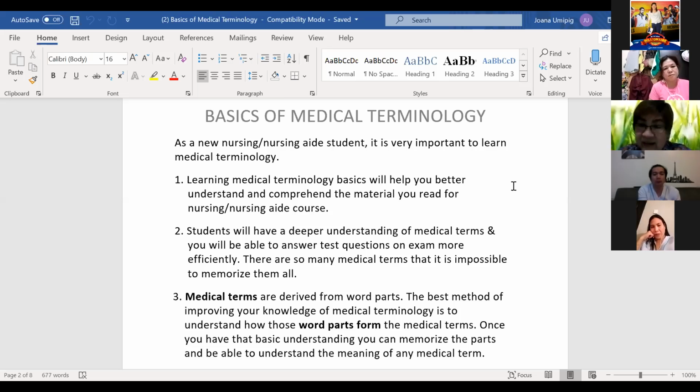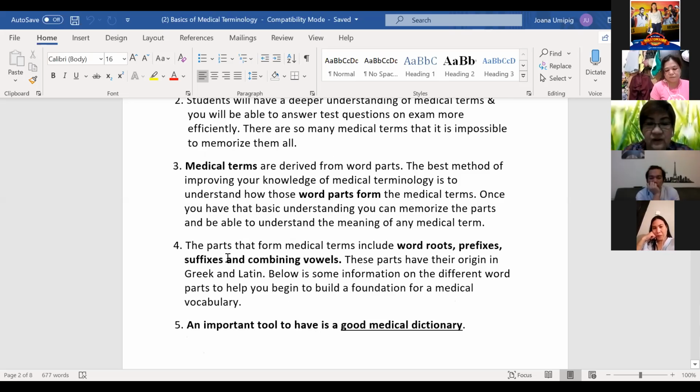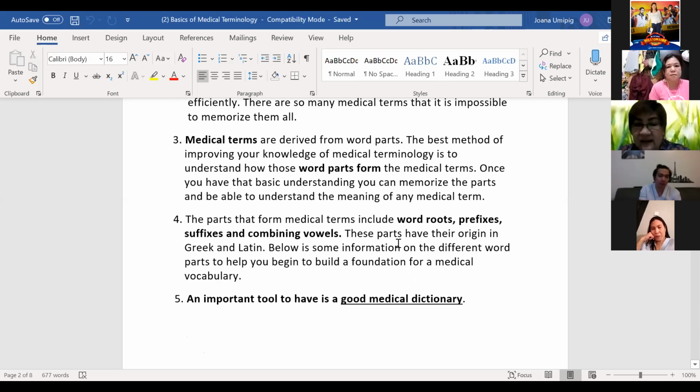Okay, so what it requires for a medical term to be formed, we need the following. Medical terms are derived from word parts. There must be a root word. So the best method of improving your knowledge of medical terminology is to understand how those word parts form the medical terms. So we need to have a word root, or a root word, for a medical term to be formed.